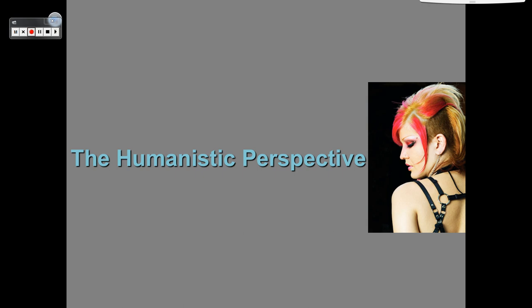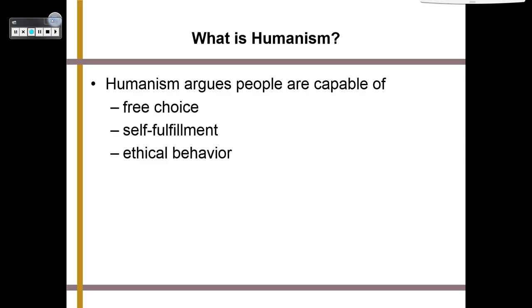Okay, so the learning perspective was very harsh. It was very cold and just, I only care about what you're doing. We don't care about your thoughts or your feelings. The humanistic perspective is the exact opposite of that. Humanism argues that people are capable of free will, of self-fulfillment, and of ethical behavior. So you are capable of doing the right thing simply because you're human.